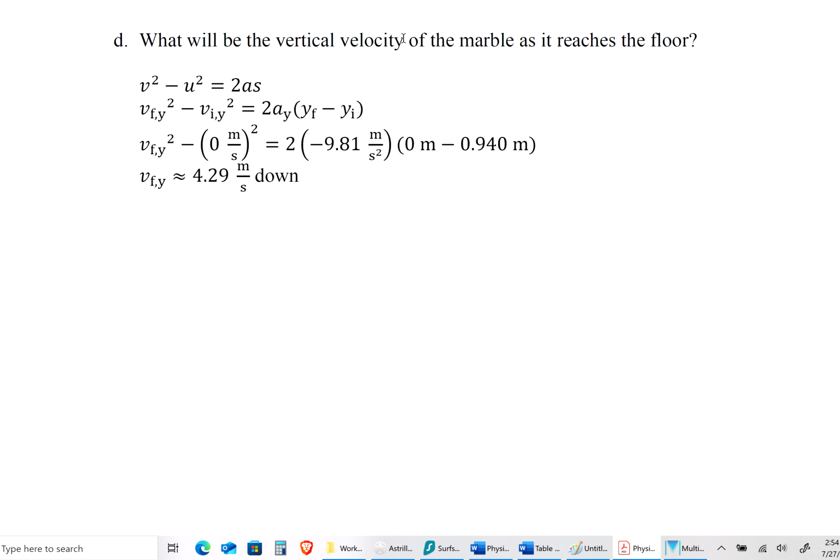It says velocity. Velocity has a number and a direction. So this is the number, the magnitude, and we have to figure out the direction with our own logic. It's going to go down as it strikes the floor.